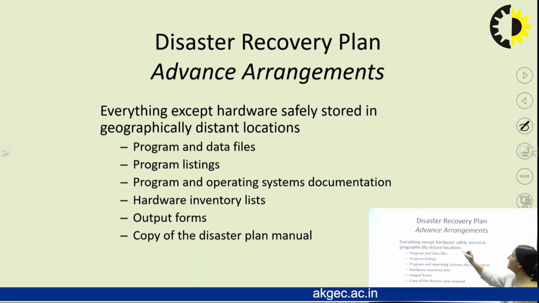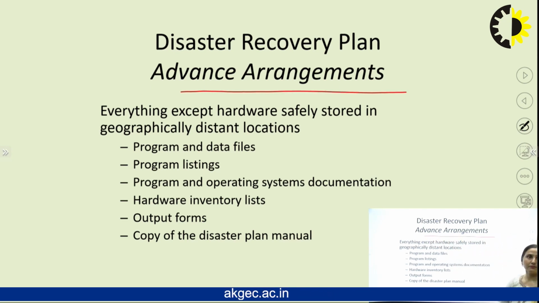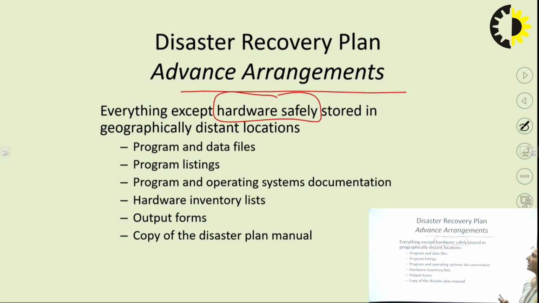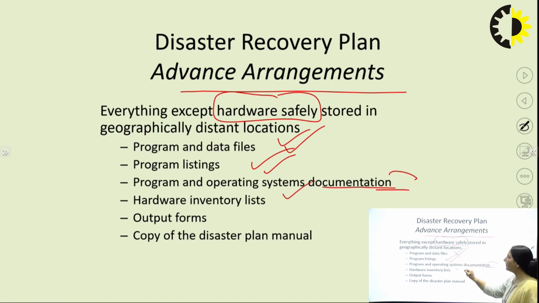There are advance arrangements that need to be properly done. What is that? Everything except hardware safely stored in a geographically distant location. So other than your hardware system, we can store everything else at geographically distant locations. That means your programs and data files can be stored there. Again, the program listings, program and operating system documentation are also very important. The hardware inventory list, and the forms of output that we are getting, can also be stored at geographically distant locations. And again, a copy of the disaster plan manual.